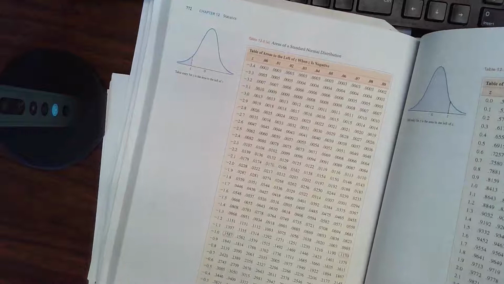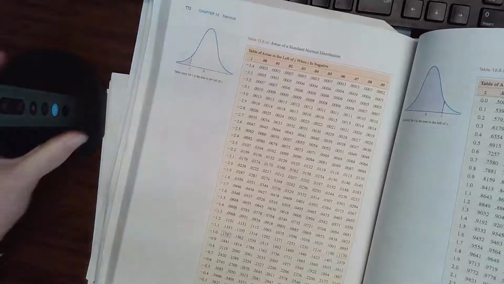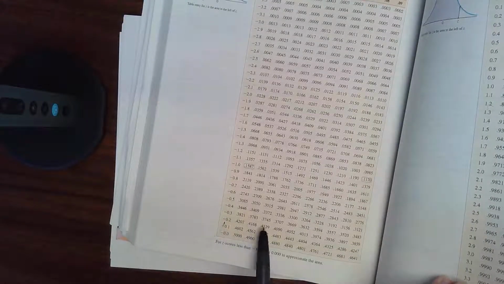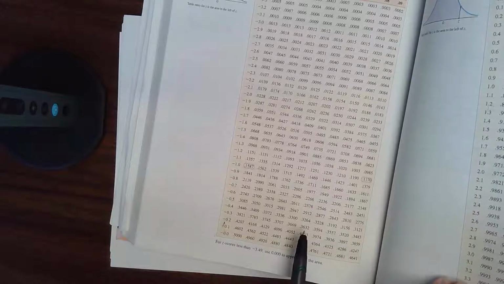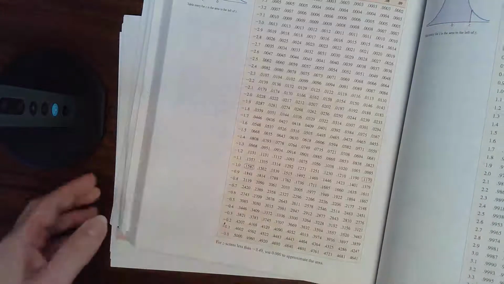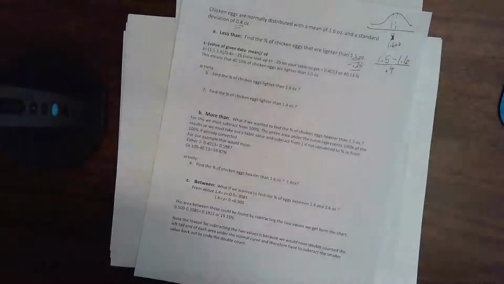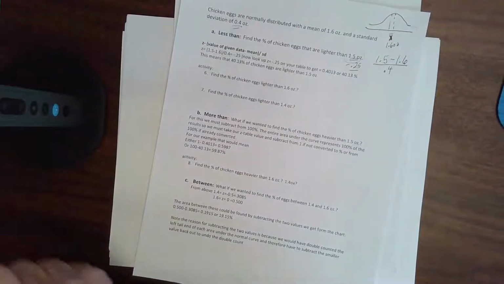Go a little bit further and pull this back. Okay, here it is. Negative 0.02, and then that's 0, 1, 2, 3, 4, 5. There it is, 0.4013. So that's where I'm getting that value. That's how we convert it into our percent of data to the left on the curve.